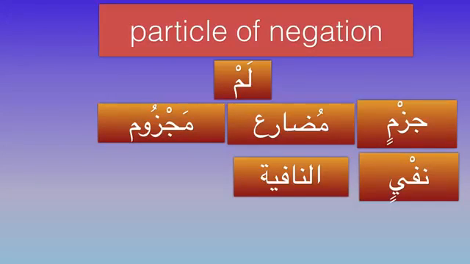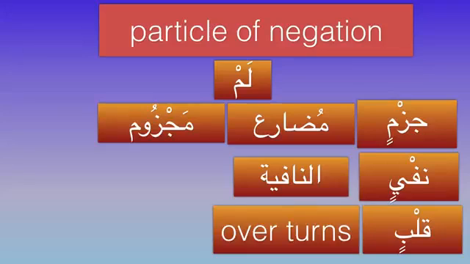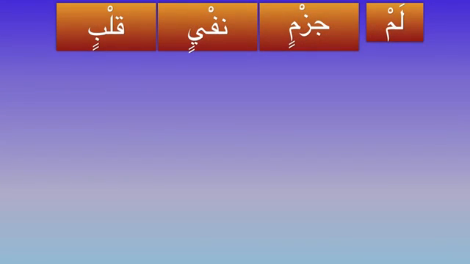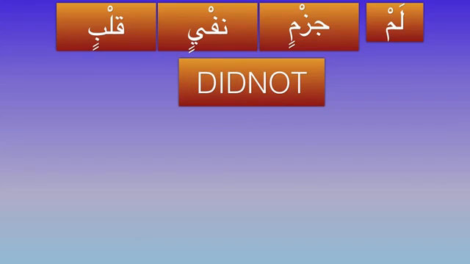Now coming to the most important bit of lam, which is qalbin. Qalbin means it overturns. Lam makes mudari' majzoom, but it turns the meaning into madi. When we use lam, we bring a fa'al which is mudari', but when we translate or understand it, it is in past tense. First of all, lam means did not.